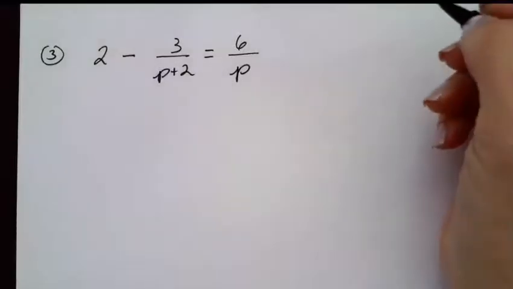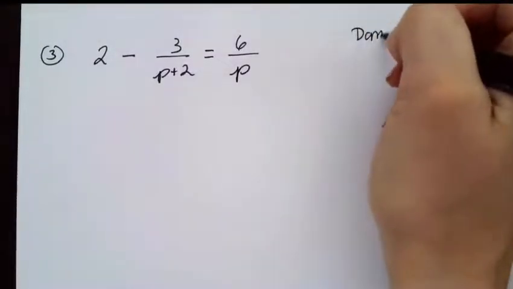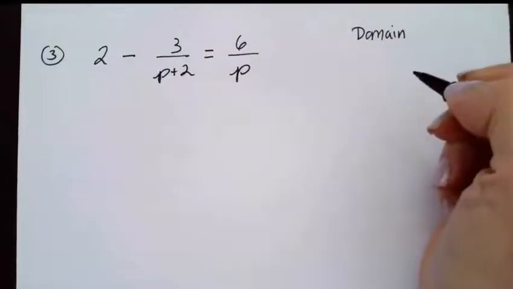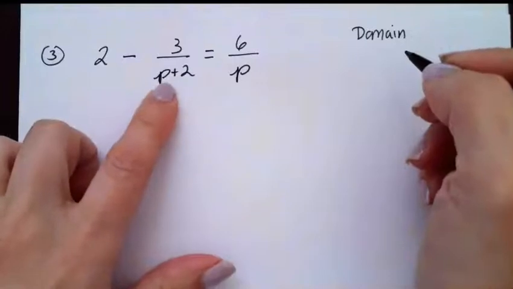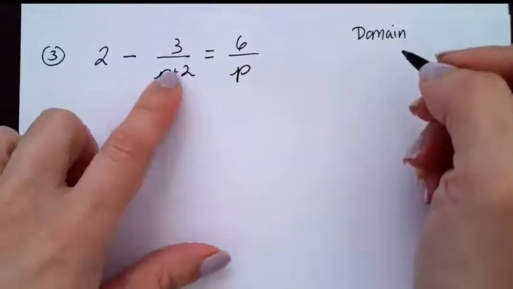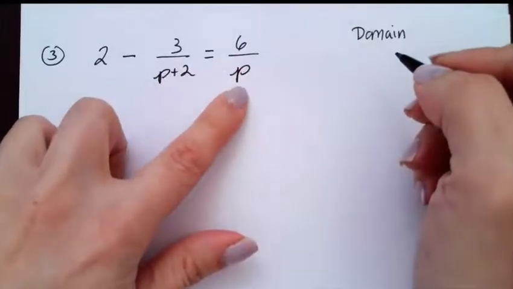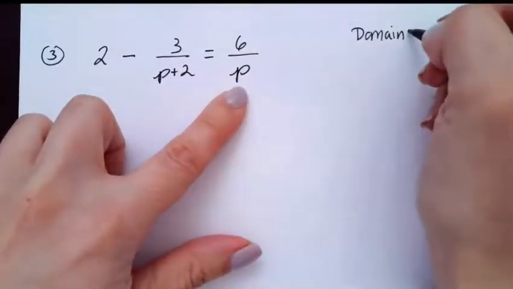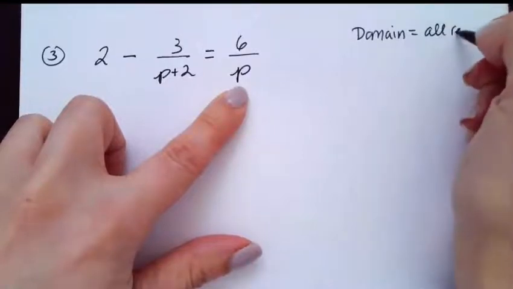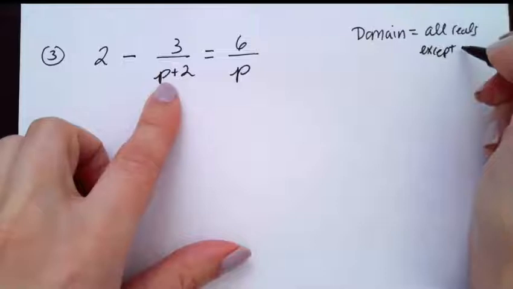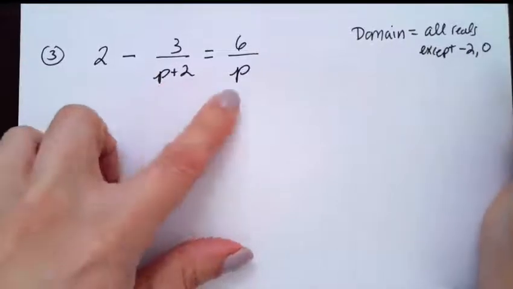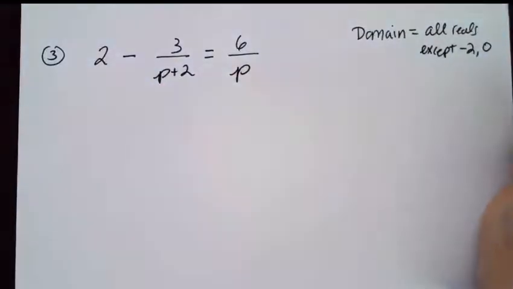So taking a look at number 3 and talking about the domain, remember we're looking for the values that are no good for the variable. The value that would make this denominator 0 would be -2, and the value that would make this denominator 0 would be 0. So my domain would be all reals except for -2 and 0. Those would be the values that are no good.